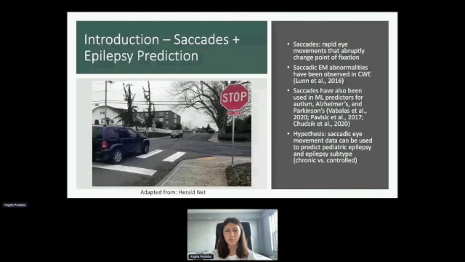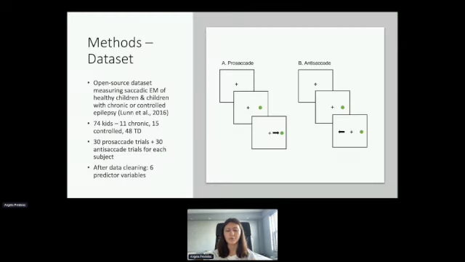I was able to find an open source data set measuring the saccadic eye movements of healthy children and children with chronic or controlled epilepsy. The cohort consisted of 74 kids, 11 with chronic epilepsy, 15 with controlled, and 48 who were part of an age and sex matched, typically developing population. 74 is a sample size not large enough to train effective machine learning models, but the study conducted 30 pro-saccade trials and 30 anti-saccade trials for each subject. A pro-saccade is when you look towards a new target, and an anti-saccade is when you look away from it.